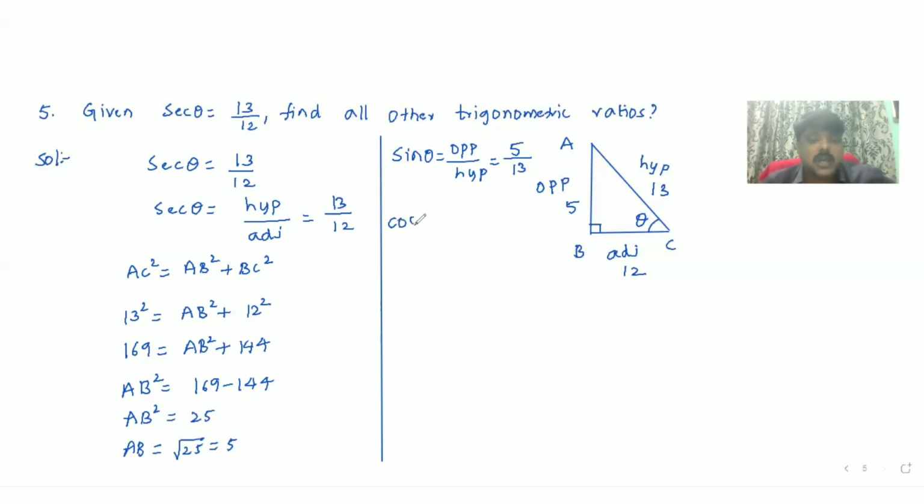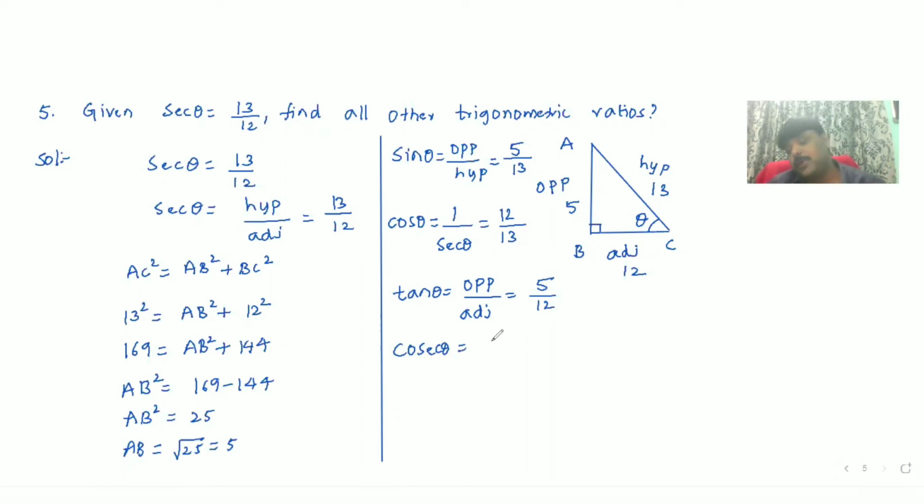Next is cos theta. You can write the formula, or cos is nothing but the reciprocal of secant. You can write it directly, that is 12/13. Tan theta, opposite by adjacent, or sine by cos. Anything you can write. Opposite by adjacent, that is 5/12.